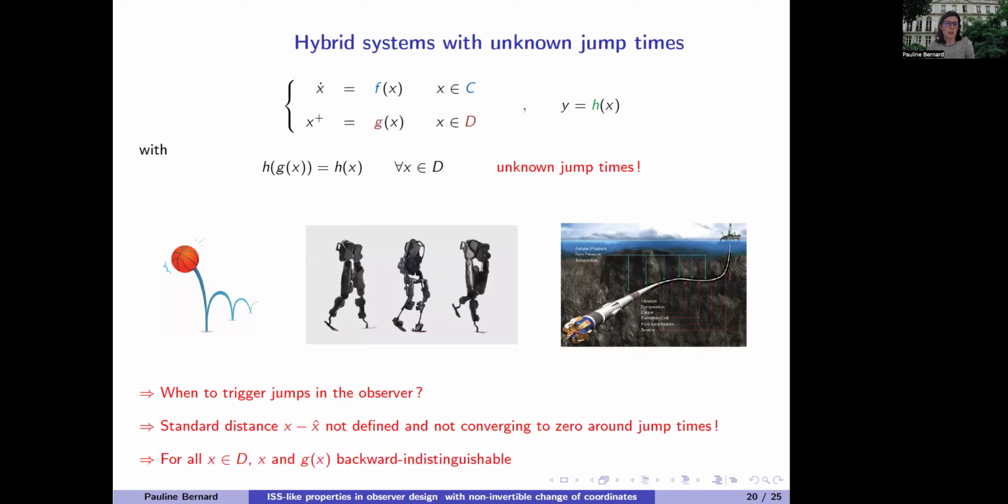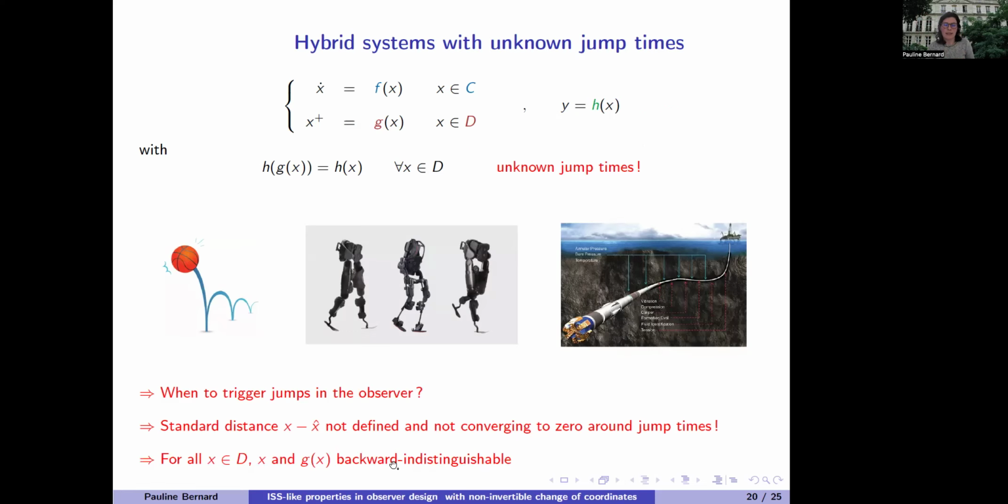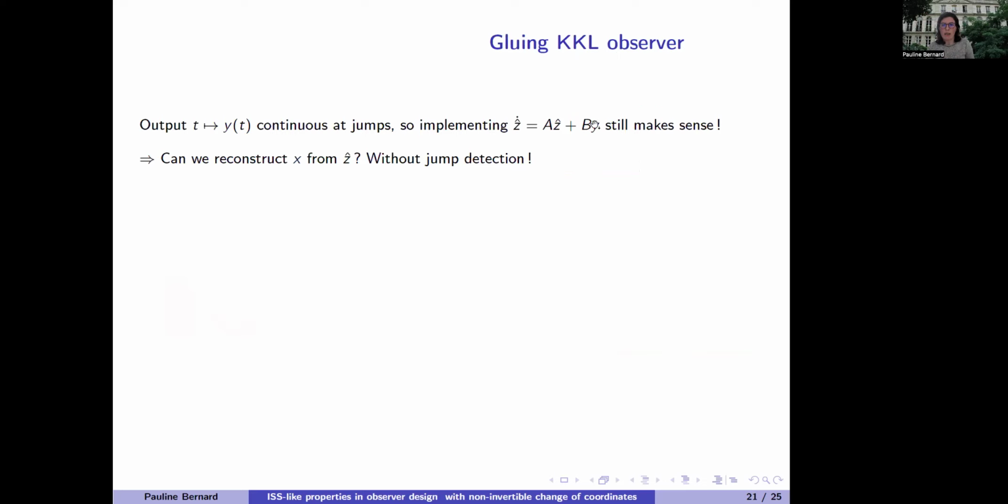And as I was mentioning before, you have an indistinguishability problem, because the value before and after the jump, before and after the discontinuities, are completely indistinguishable. And so the idea is to say, well, it still makes sense to apply KKL here, because the output here is continuous in time. It does not jump at jumps. So Y is a continuous time signal, let's say. So you can still implement this filter, it makes sense.